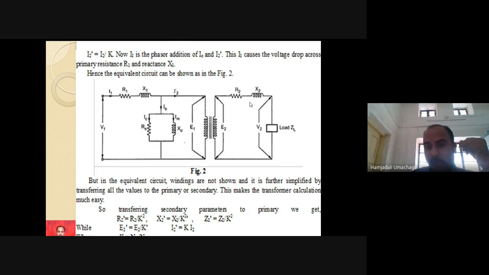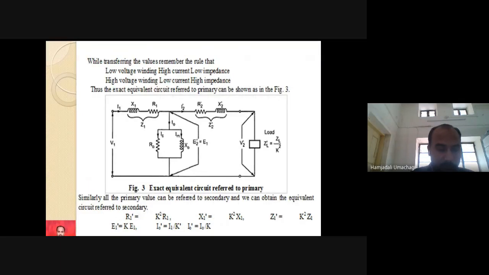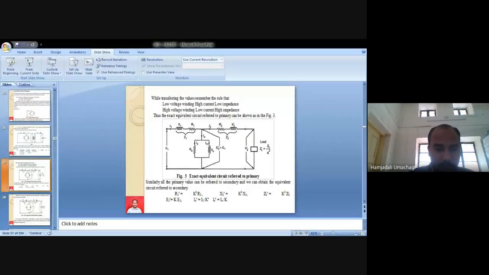Or if I am transferring from secondary to primary, then it will be what? I request, whose mic is on? I'm getting some noise kind of disturbance here. Whose mic is on? Just turn it off. Whose mic?